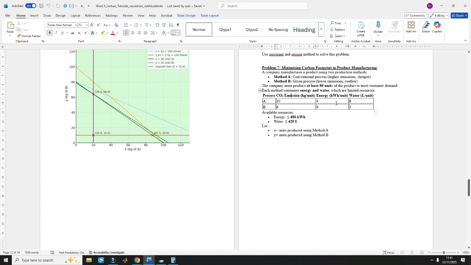And for that, you consume 4 kgs of energy to manufacture 1 unit of A, and to manufacture 1 unit of B, you consume 6 kilowatt per hour. And then you also use 6 liters of water to manufacture 1 unit of A, and you spend 3 liters of water to manufacture 1 unit of product B. And you have some available resources: you cannot spend more than 480 kilowatts per hour of energy, and you cannot use more than 420 liters of water per day. Yeah, so these are some constraints.